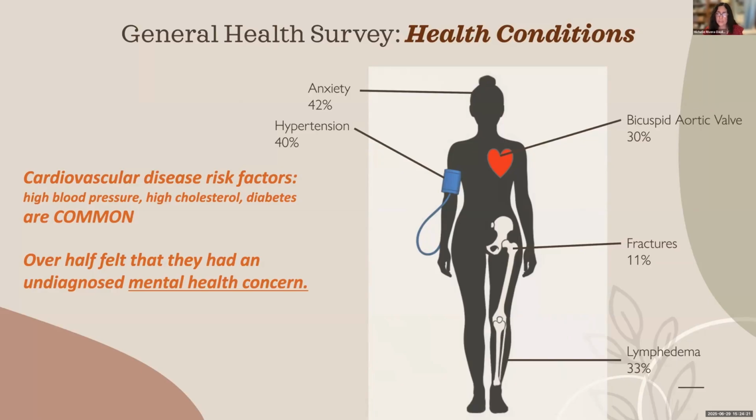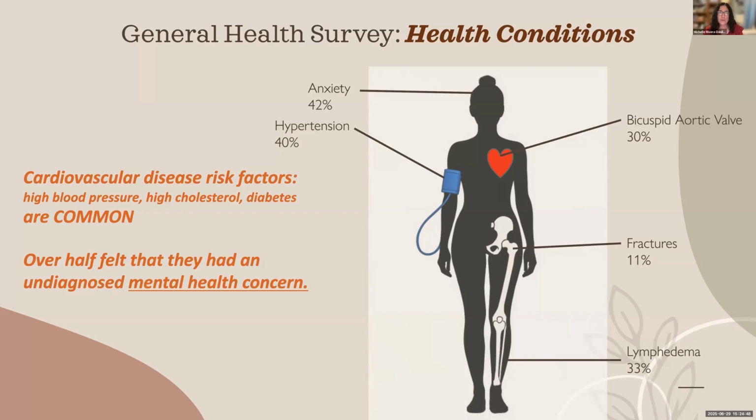Skeletal concerns were very common, with about 35% of individuals indicating they had low bone density or increased risk factors for osteoporosis or osteopenia, and about 11% indicated they'd actually suffered a fracture in their lifetime. Mental health concerns were very prevalent as well in the population, with the most common mental health concern reported being anxiety.